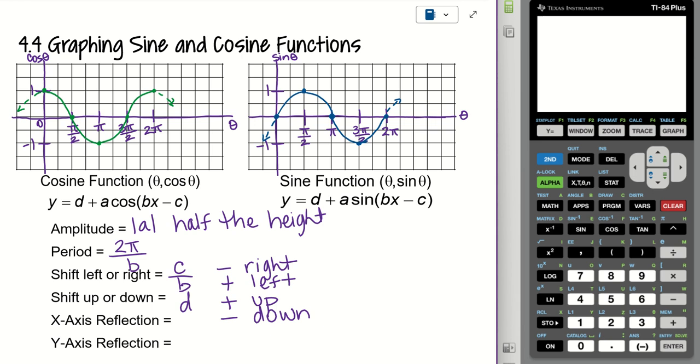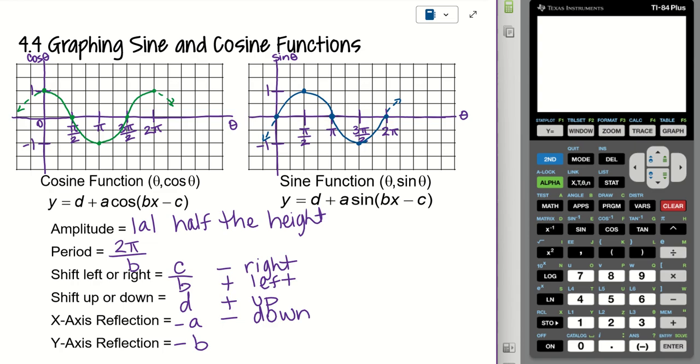Okay, and then last is an x-axis or y-axis reflection. These are the hardest to see when you're just looking at the graph of sine and cosine. Sometimes we can tell that it was shifted in a certain direction or a certain amount, but x and y-axis reflections are difficult because these graphs are so symmetric already to the x and y-axis, it's not as easy to just look at the graph and see. So for an x-axis reflection, we're going to look for a negative a in our equation. And a y-axis reflection would be a negative b in our equation.